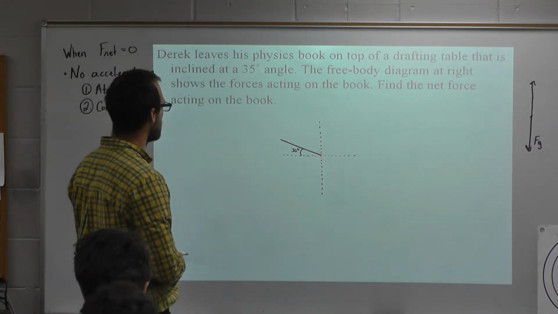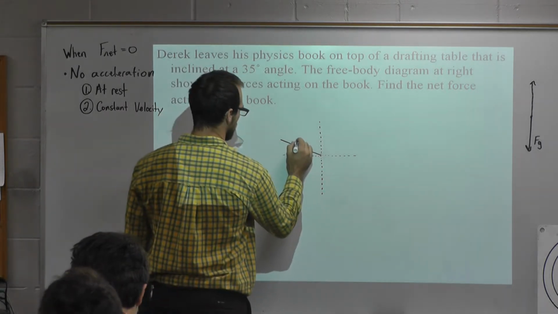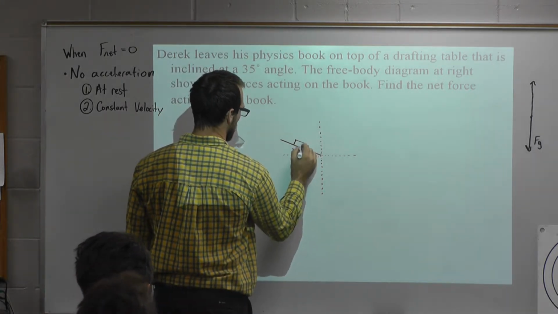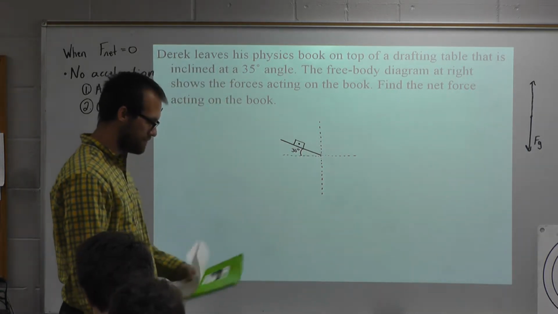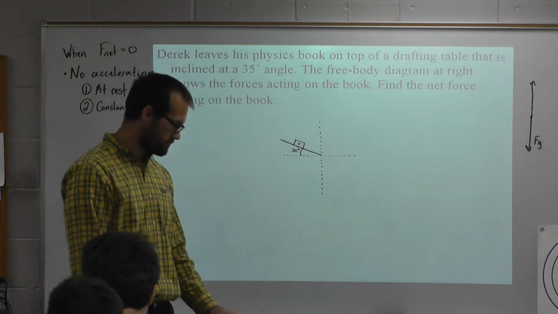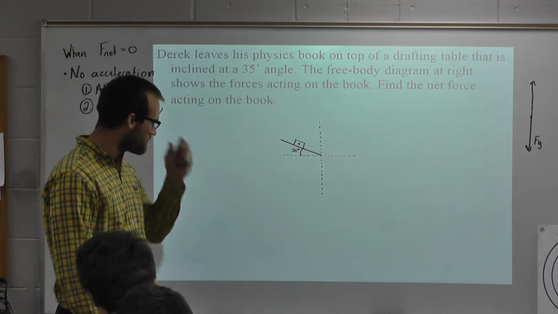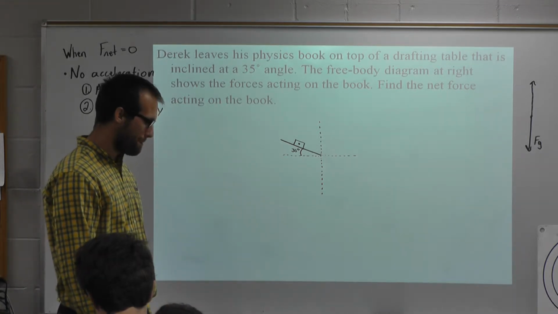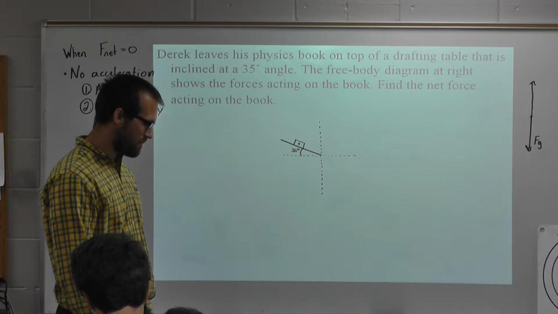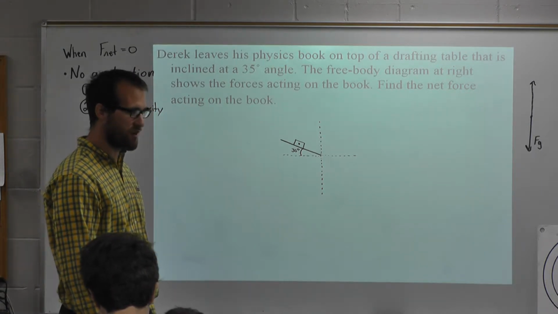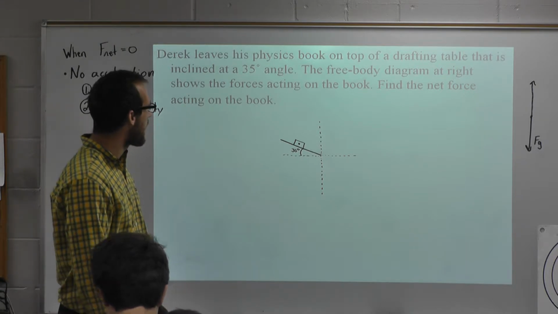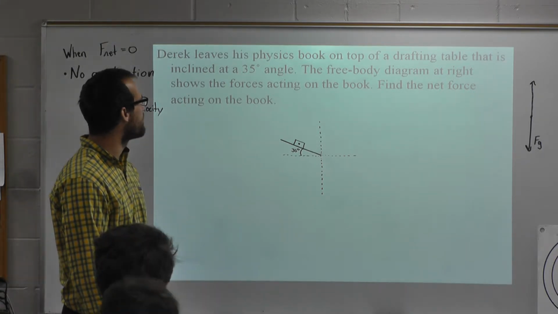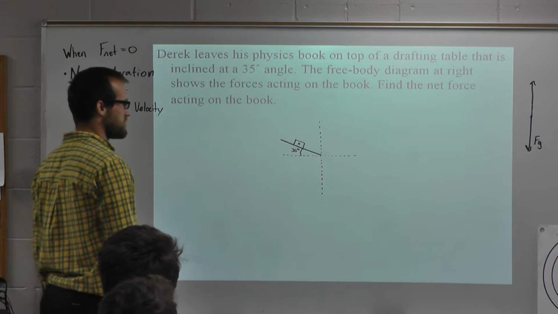We got a what on it? A book. Physics book. We'll say the point mass there is like that. Let's try to figure out the free-body diagram before we figure out net force here. Let's figure out what's going to be acting on it.